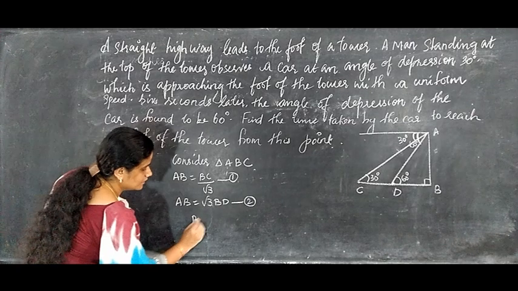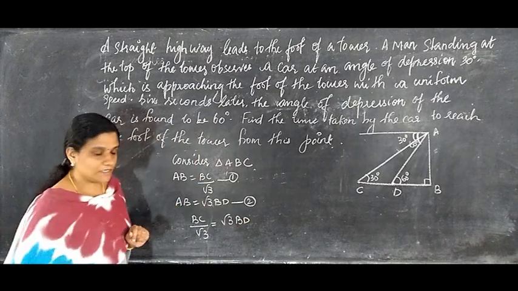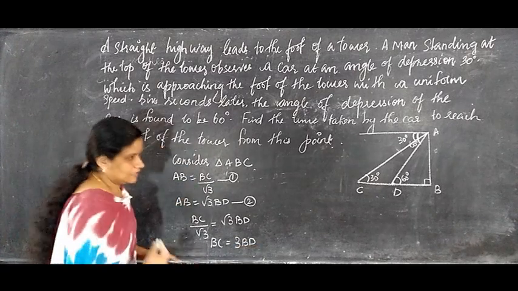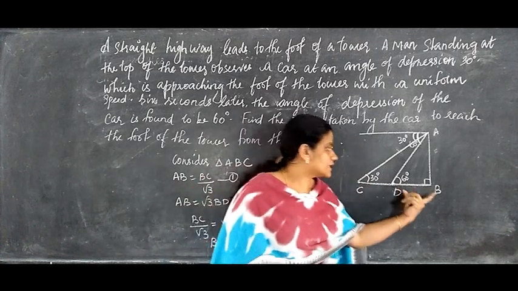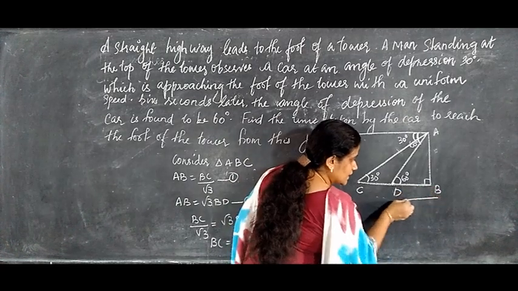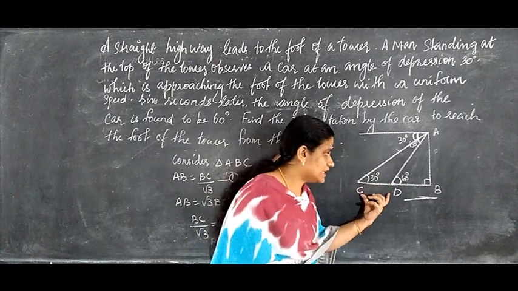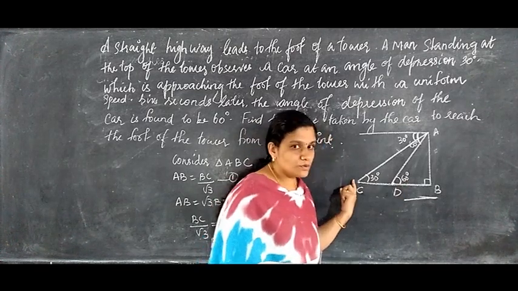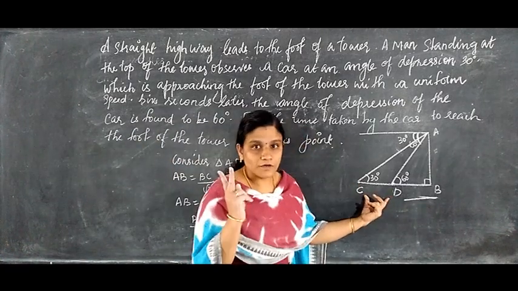Therefore, how can we write? BC by root 3 is equal to root 3 BD. Now from here, BC is equal to 3 into BD. Is it clear, children? Now we see this total length BC is equal to 3 times BD. So here it is BD, and how many more times are there? 2 more times. So CD is nothing but 2 BD. BC is equal to 3 times BD, so 1 BD is here and CD consists of 2 BD.